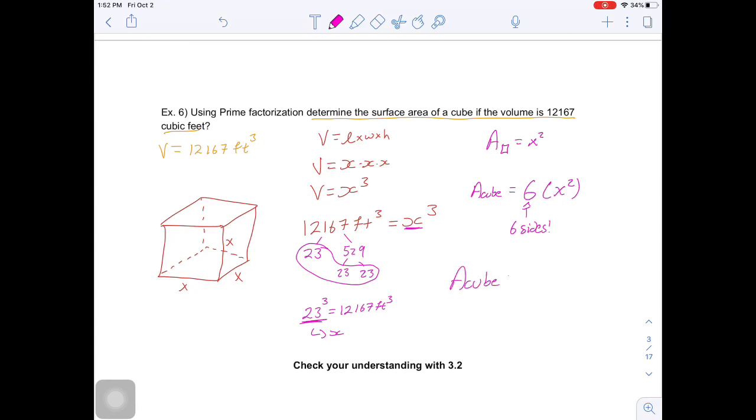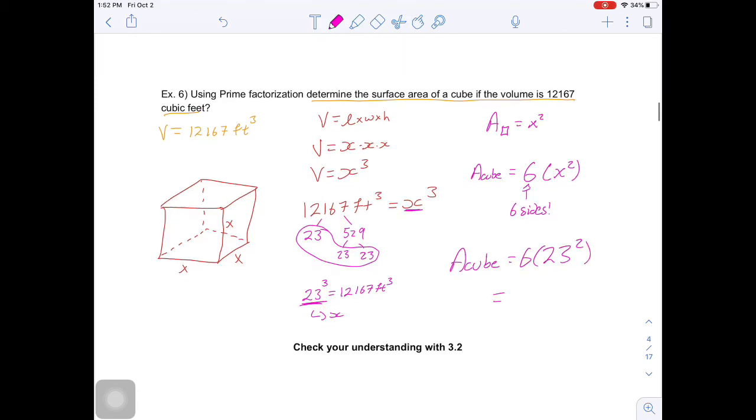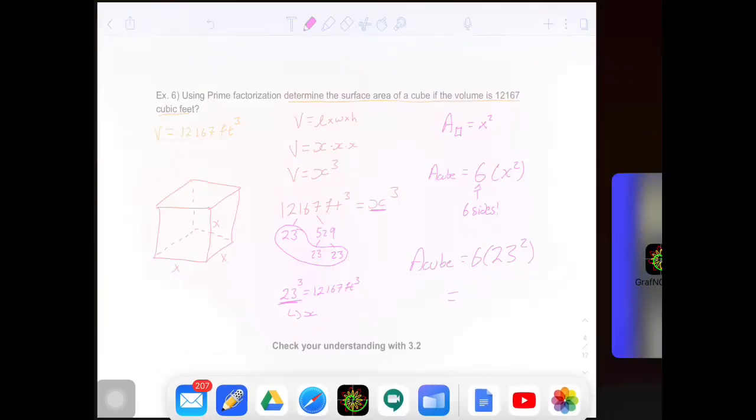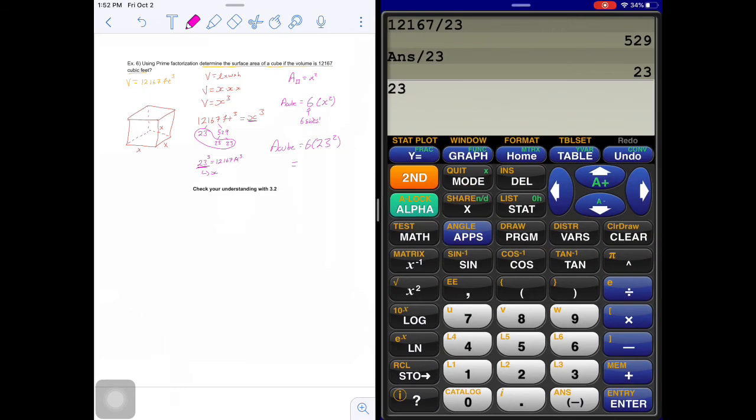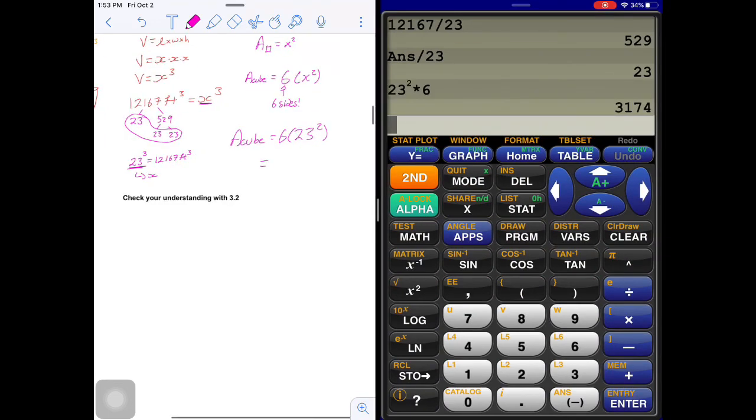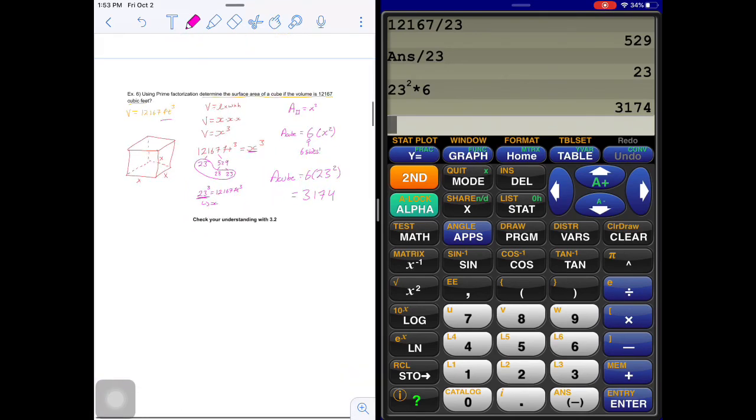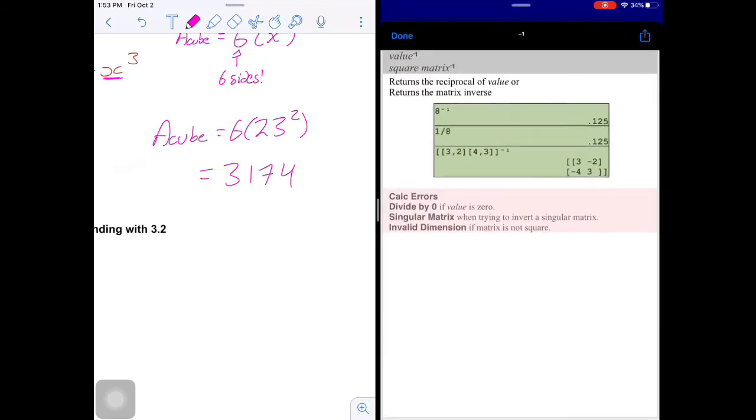So our area of this cube will equal 6 times, and we're going to take our x, which we figured out to be 23 squared, and we're definitely going to need a calculator for that. So 23 squared times 6 gives us 3,174. And what would be the units here? Well, we're talking about it in feet, so this will be feet squared since it's area.